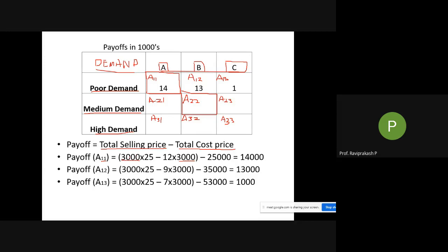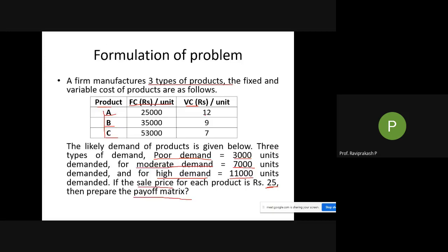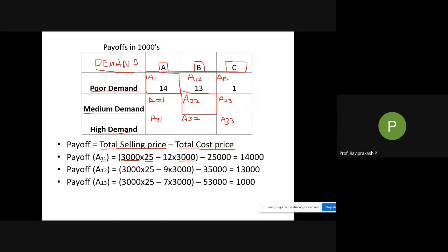So the total quantity into the selling price, minus what is cost now? If you see, I'll go back, they are given 12. For A, variable cost is 12. So I'll take 12 into the number of products. So total selling price is 3000 into 25, minus the variable cost. I'll write VC. This is only the calculation for variable cost.